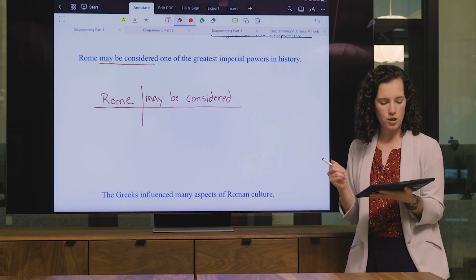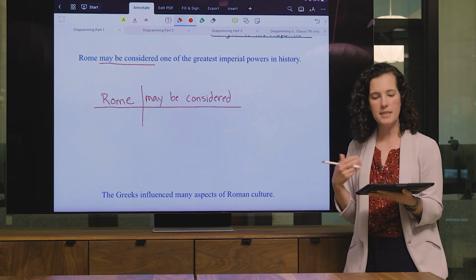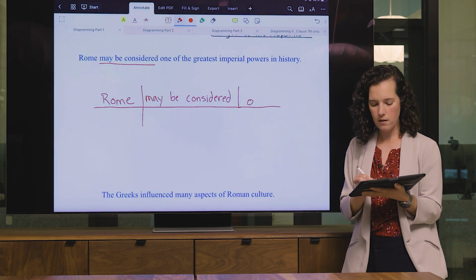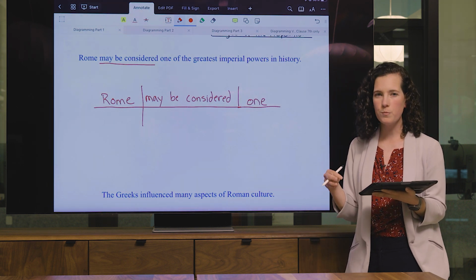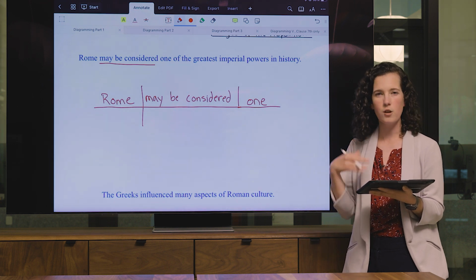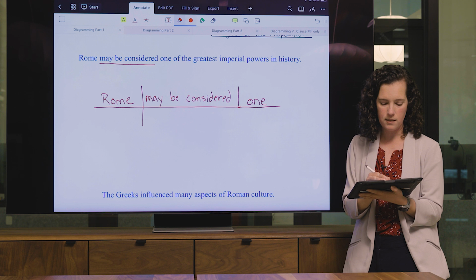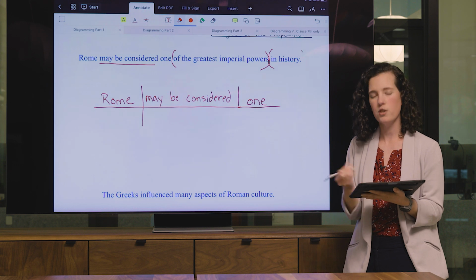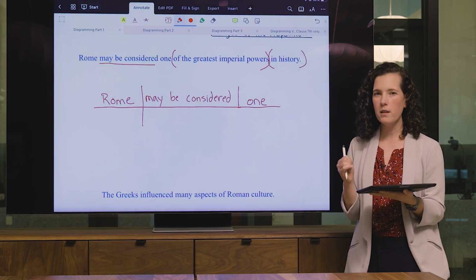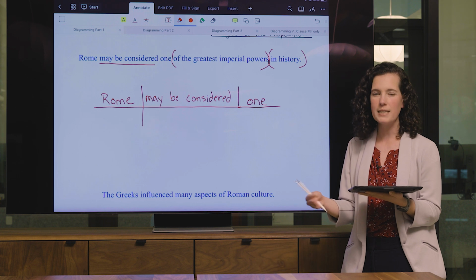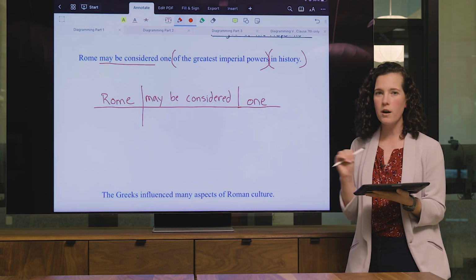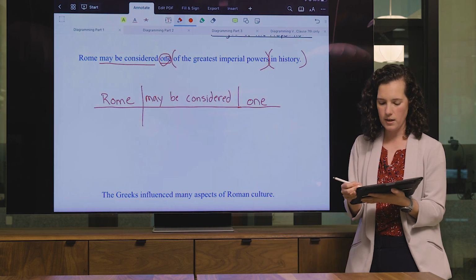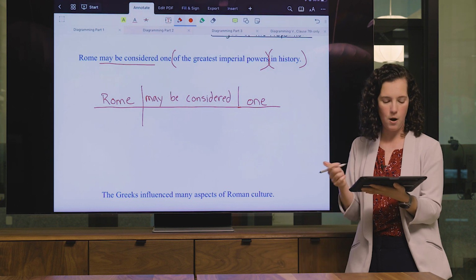Now we look to see if we have an action verb. Rome may be considered one of the greatest imperial powers in history. In this case, your direct object is simply the word one. Sometimes it can be helpful to look for those prepositional phrases first and separate them either in your mind or physically on paper from the rest of the sentence. Of the greatest imperial powers is a prepositional phrase, and in history is a prepositional phrase. The core elements of your sentence, like your subject, your verb, and your direct object, cannot appear in a prepositional phrase, so we're not going to look in there to find the direct object. It just leaves us with the word one to be our direct object. Everything else is modifying that word.